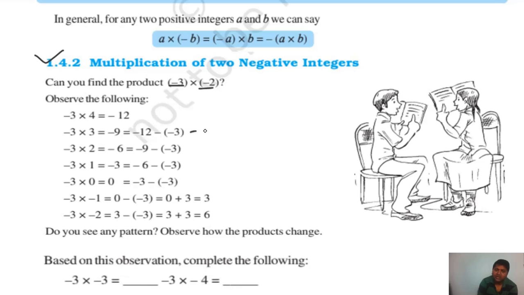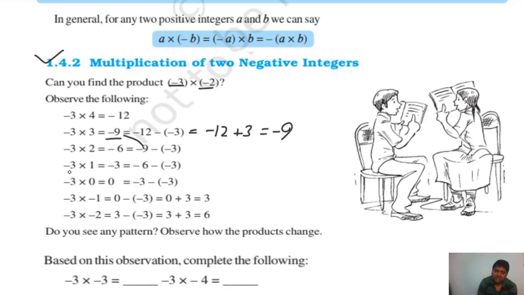When we calculate, this is subtraction: minus 12 minus minus 3, that means plus 3, and this gives minus 9. So minus 3 into 3 means we subtract minus 3 from minus 12. In a similar way, minus 3 into 2, that means minus 6, and minus 6 equals minus 9 minus of minus 3.